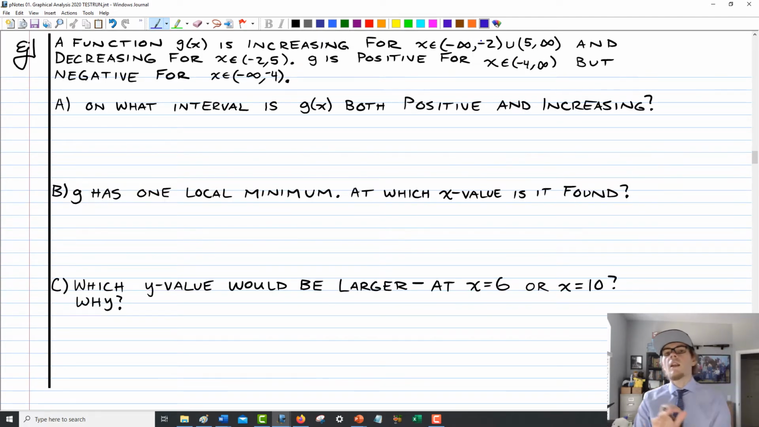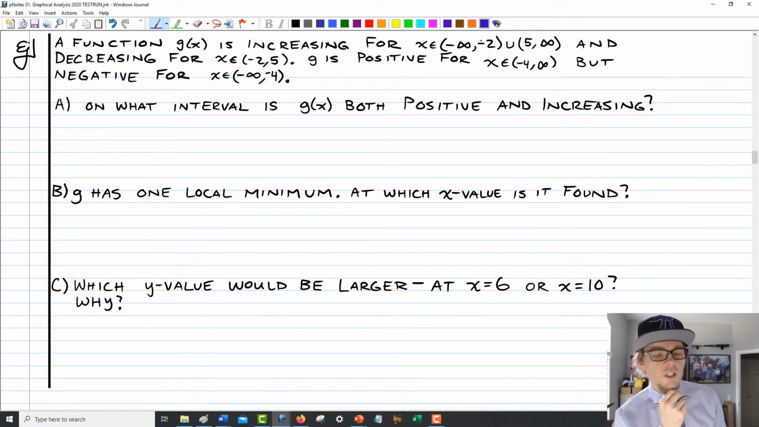So yes, there is a lot of writing here. I may, before tomorrow, consider the possibility of typing up this set of questions just so that's not a portion that you need to worry about necessarily. But this is a great opportunity for us to analyze and think about things, as well as look at different approaches that we might take. In this situation, we're being given a verbal description of the behavior of a particular function, in this case called g of x.